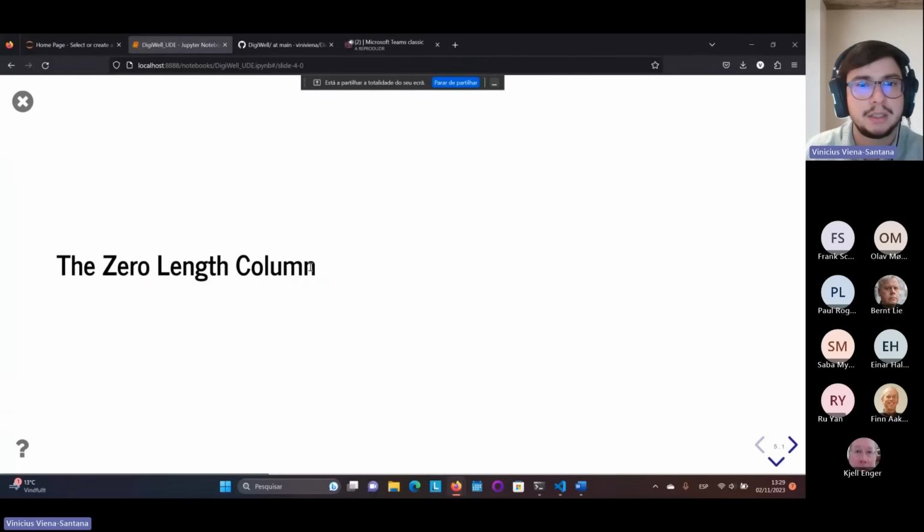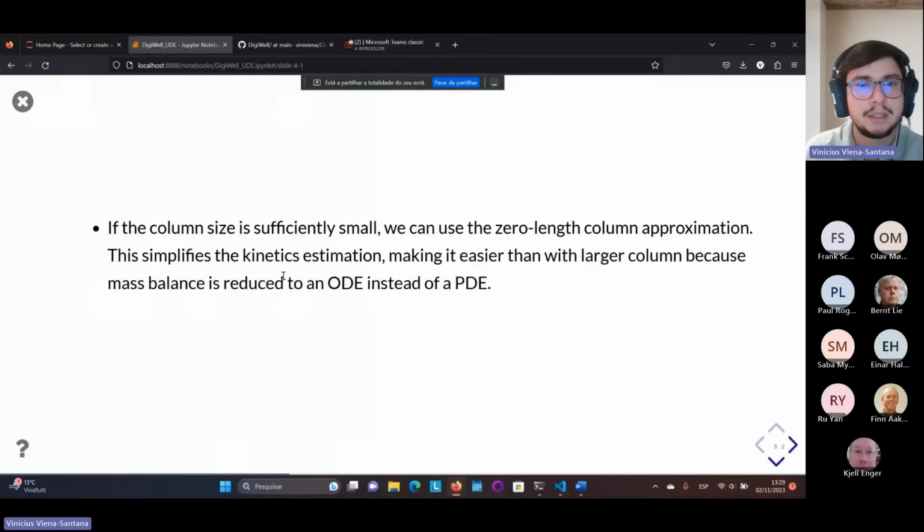So what people came up with is the method called the zero length column. The zero length column is just, okay, I assume my column is sufficiently small, such that every gradient in the axial direction is negligible. And then that simplifies a lot the kinetics estimation problem and also the mathematical problem, because I no longer have a partial differential equation, I have an ordinary differential equation.